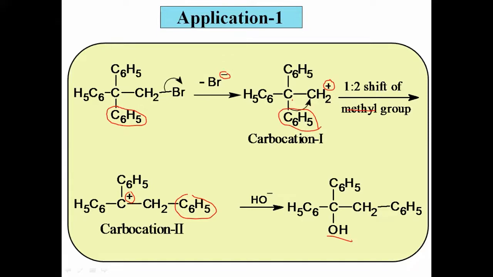And keep in mind one statement here: as compared to an alkyl group, an aryl group migrates easily. An aryl group migrates more easily than the methyl group, than the alkyl group. This is an example of migration of an aryl group from one position to another position, and this is the Wagner-Meerwein rearrangement. Now let us see some more applications.